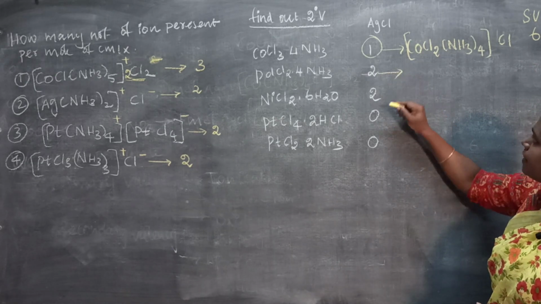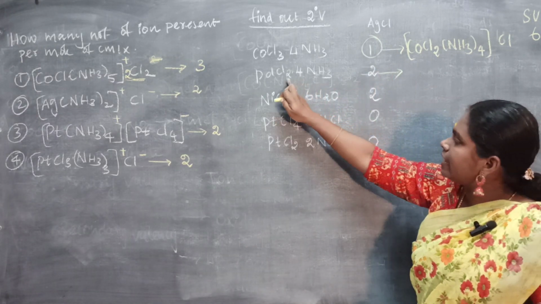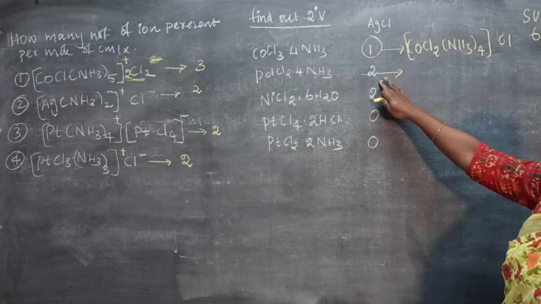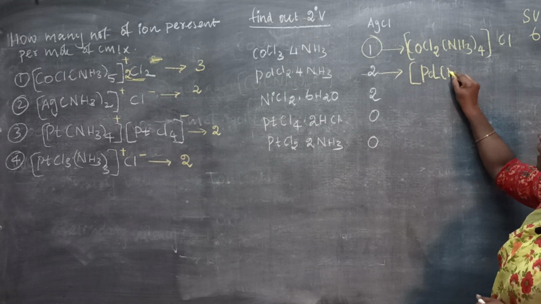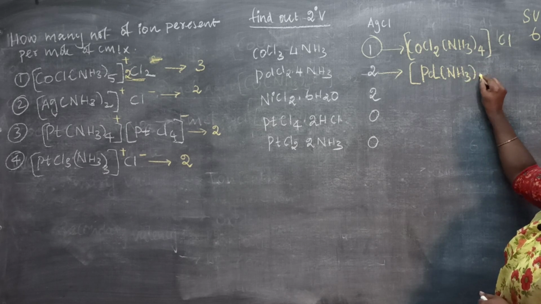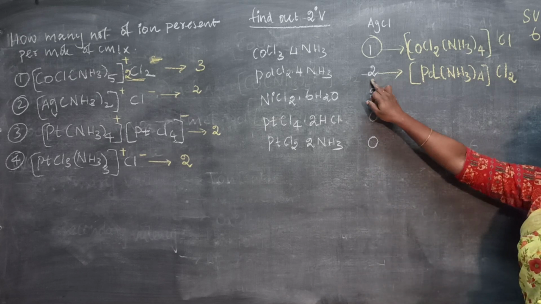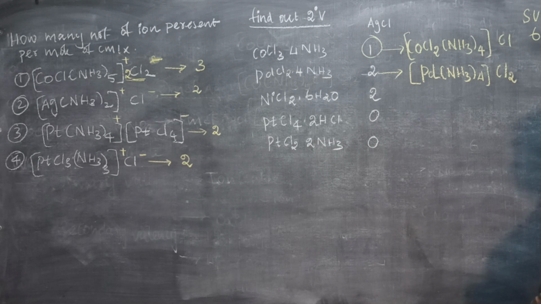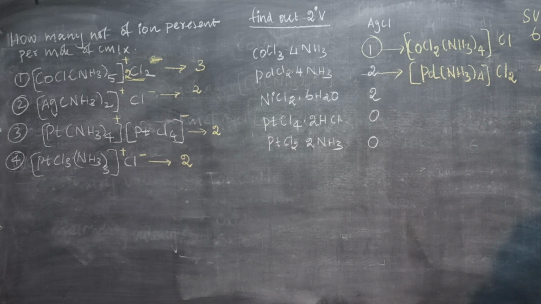So in the second example, here 2 moles of silver chloride will be precipitated. Look at the complex, palladium dichloride tetramine, 2 chloride will be precipitated. So my complex will be palladium NH3 4 times, and 2 chloride ions as counter ions, because we get 2 moles of silver chloride precipitate, so 2 chloride as counter ions. Look here, how many amines will be there? 4. So the secondary valency will be 4.